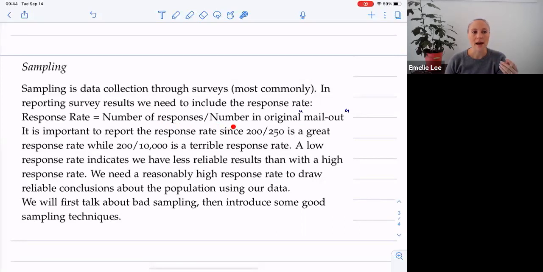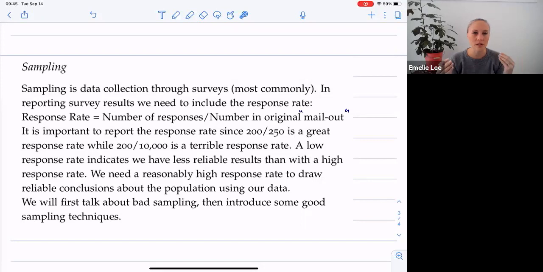And so the number of responses that you actually got divided by the number in the original mail out. Now, usually this is where people ask me, well, what's a good response rate? And the answer is, it depends. It depends on how difficult the population that you're trying to reach is, right? Sometimes maybe even 10% is really good, right? You might be dancing on the table with 10%. And sometimes if you have a really easy to reach population, 10% is really, really bad, right?